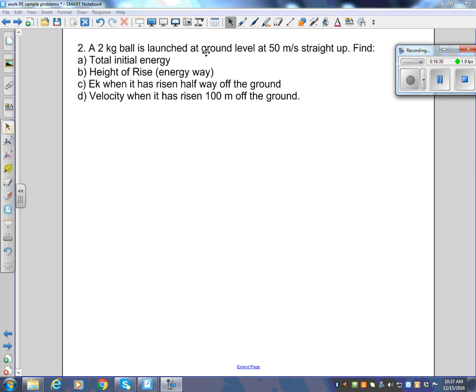I'll give you a bit of a hint. A 2 kilogram ball is launched at ground level at 50 meters per second straight up. So this time, it's not being dropped. It's, in fact, going up, right? So it has an initial velocity of 50. In other words, what's its potential at the start? Zero. All of the energy is kinetic. So what's the total initial energy? Well, it's all going to be kinetic. Can you find out how high it goes?